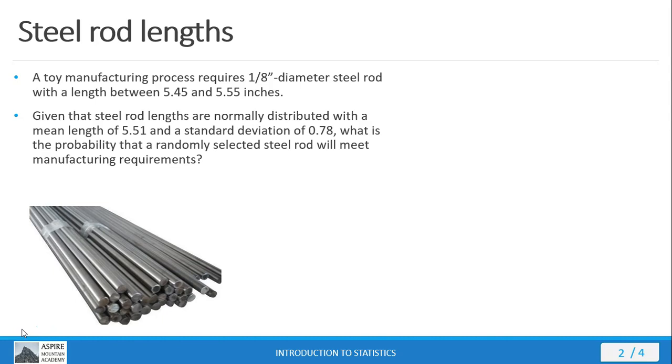So first, we're going to look at an example where we've got a toy manufacturing process, and the toy they're making requires a 1/8 inch diameter steel rod with a length between 5.45 and 5.55 inches. Let's say the lots of steel rod are normally distributed in their lengths with a mean length of 5.51 and a standard deviation of 0.78. We're then asked what's the probability that a randomly selected steel rod will meet manufacturing requirements.